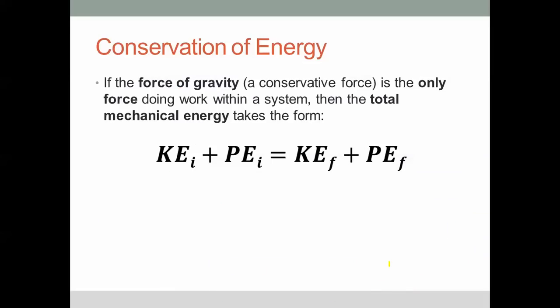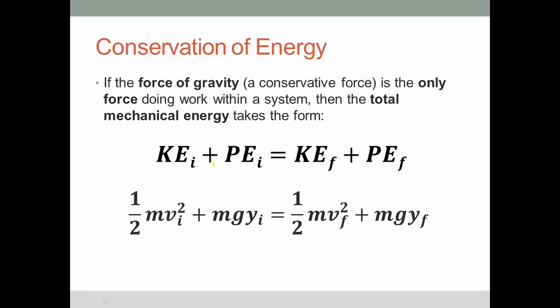So if we're only looking at the force of gravity, which we are in this lesson, this is a conservative force. If it's the only force, then we can take these equations and use the other equations for kinetic and potential energy. Our initial kinetic energy is equal to 1/2 m v_i squared, where this is our initial velocity. Our initial potential energy is mass times gravity times our initial height. Our final kinetic energy is 1/2 m v squared, where v is our final velocity, and our final potential energy is m times g times final position.